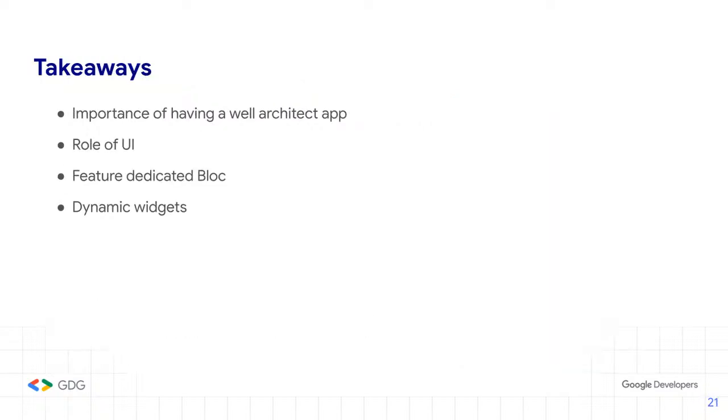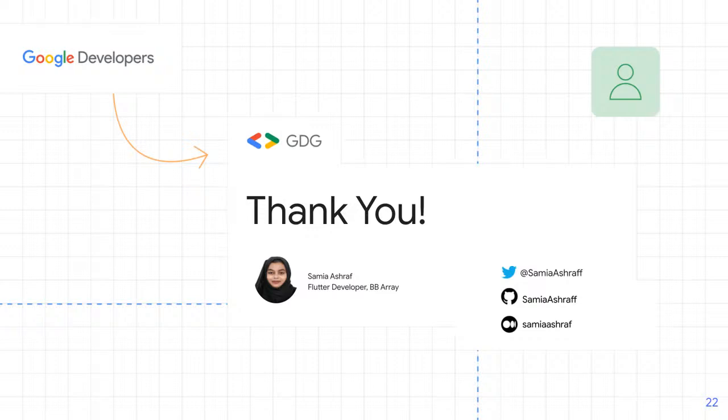And the takeaways. So the things that we learned today are the importance of having a well architected app, how it is going to help, the role of the UI in the app architecture, and also the limitations of the UI, and having feature dedicated blocs, their events and the states. And we also saw some dynamic widgets, also called common widgets. And so, yeah, that was all for this session.